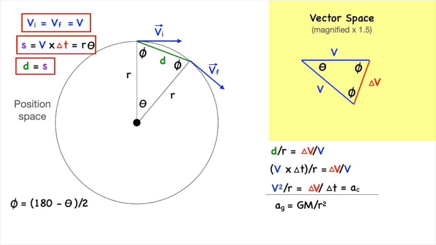Recall that earlier we found that a sub g, the acceleration due to gravity, is equal to capital G times capital M, all divided by r squared. Now let's set a sub c equal to a sub g. This is the condition for a circular orbit. That is, it creates the situation where the acceleration due to gravity matches the centripetal acceleration necessary to produce a circular orbit. Therefore, v squared divided by r equals GM divided by r squared.